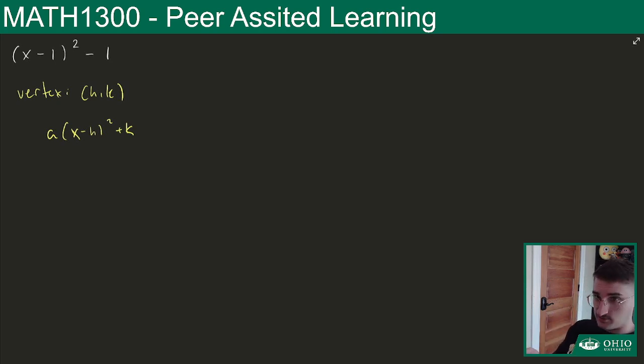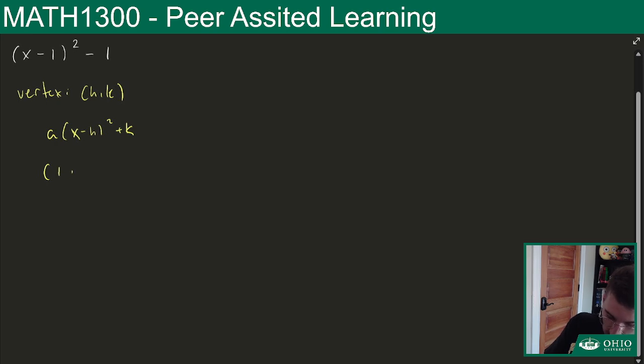And so let's see what that looks like. We are going to have open parentheses 1 comma k, which is negative 1. So our vertex in this case is 1 comma negative 1 in the h comma k equation, right? So we have h is here and k is here. And so that's how we identified h comma k.